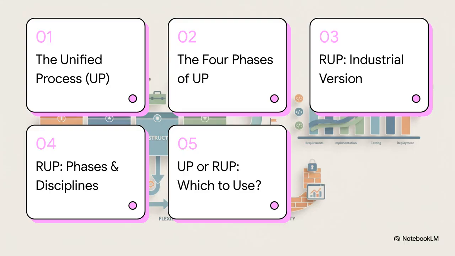All right, here's our game plan. We're going to start with the unified process, or UP, and its four key phases. Then we'll look at the rational unified process, RUP, and see how it beefs things up with more structure. And finally, we'll put them head to head so you know which one to pick for your project.